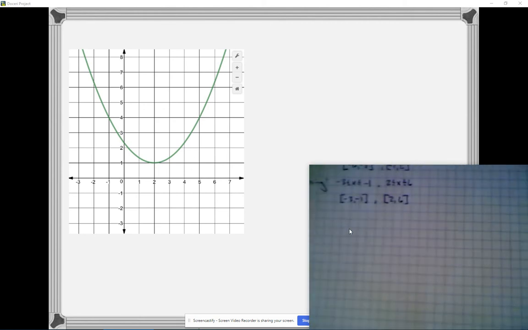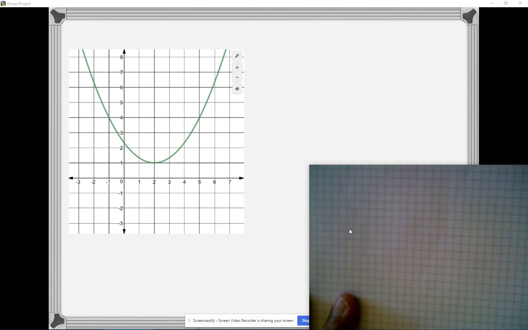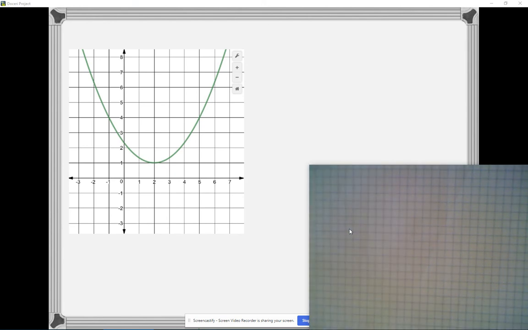Identify the interval for which this function is increasing and decreasing. All right, so for this one, we have two pieces, and those two pieces are defined by the axis of symmetry here. On the right-hand side, we can see that the function is going uphill, because remember, we always read from left to right. And on the left-hand side, we can see that the function is going downhill.